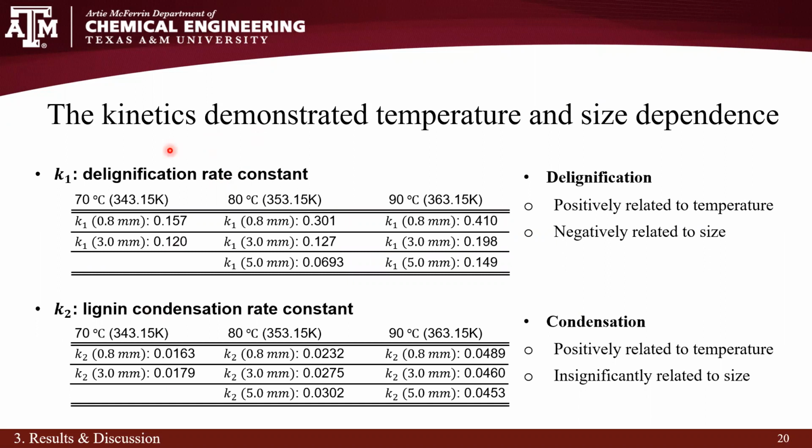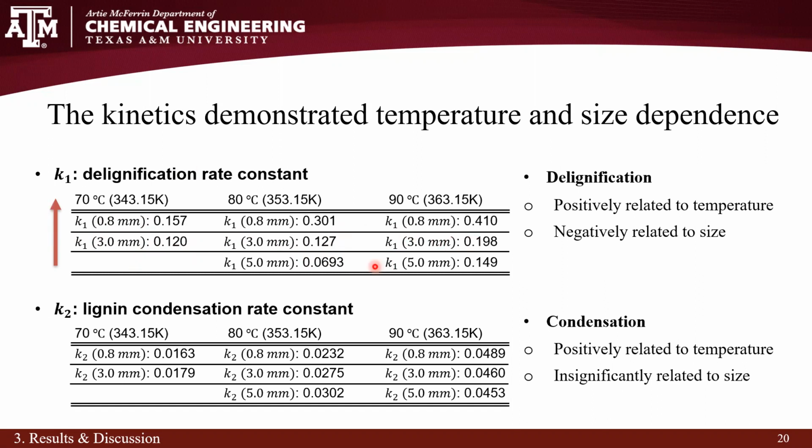When you take a look at the reaction rate constant, first the delignification, the forward direction, it shows a positive relation between the temperature and the reaction. So when the temperature gets higher, the delignification reaction gets faster as well. And also, it's negatively related to the size of biomass. In other words, when the biomass size is thinner, the reaction takes place faster.